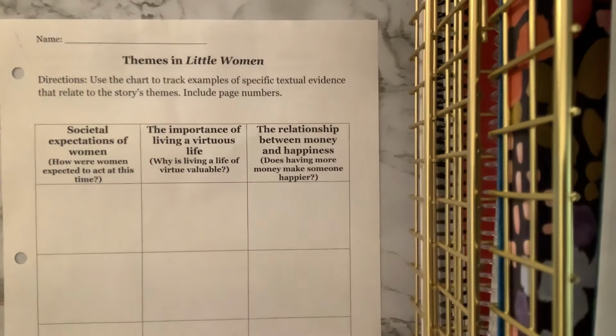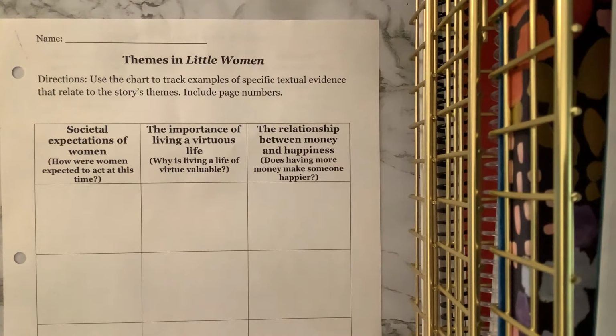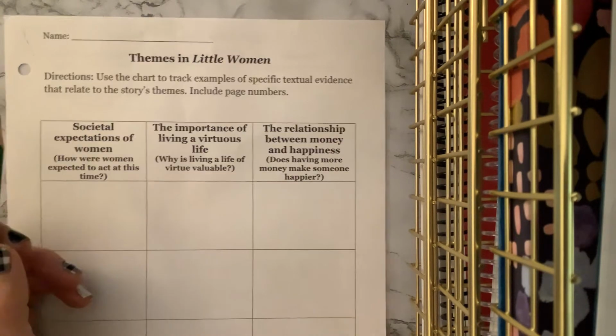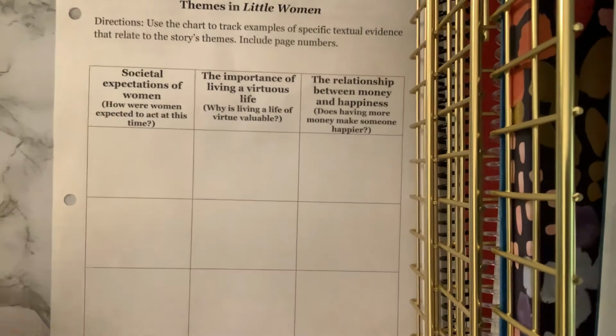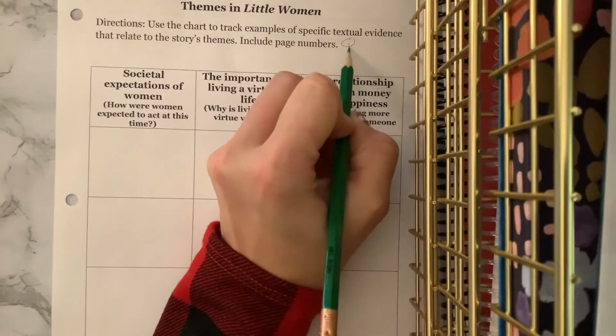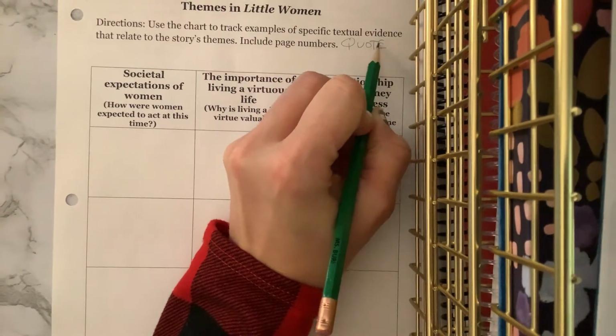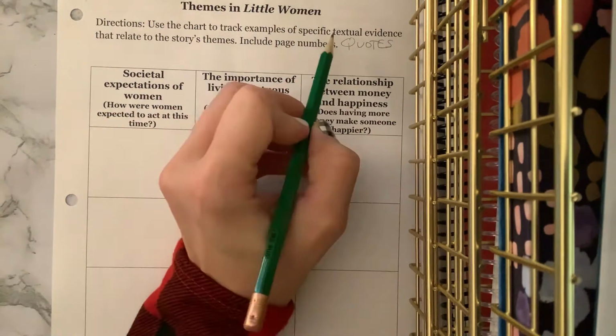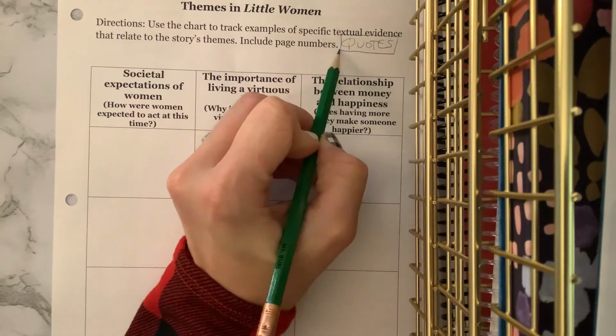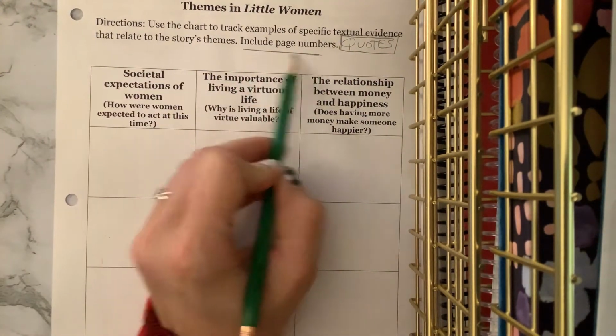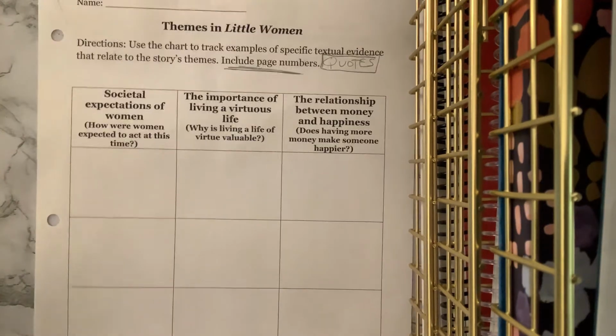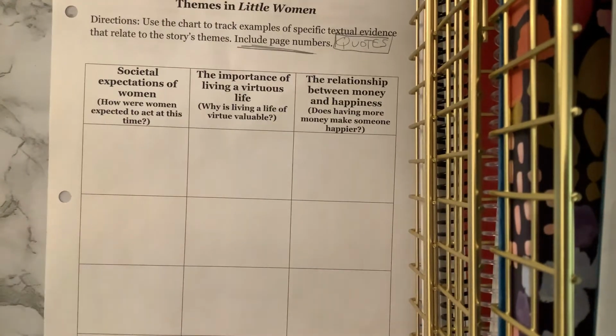I tell you to use the chart to track examples of specific textual evidence that relates to the story's theme, and I ask you to include page numbers. And I'm going to go ahead and say, again, we want to work on providing quotes to support these themes. Quotes and page numbers, okay? So I'm going to guide you through, like what we worked on with Gilgamesh, some of this, and then some of it you're going to be working on for homework.